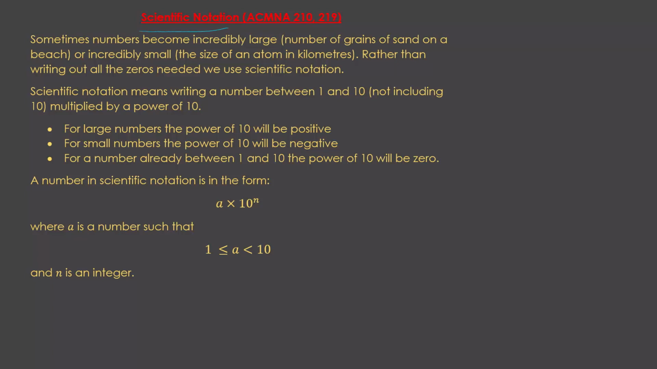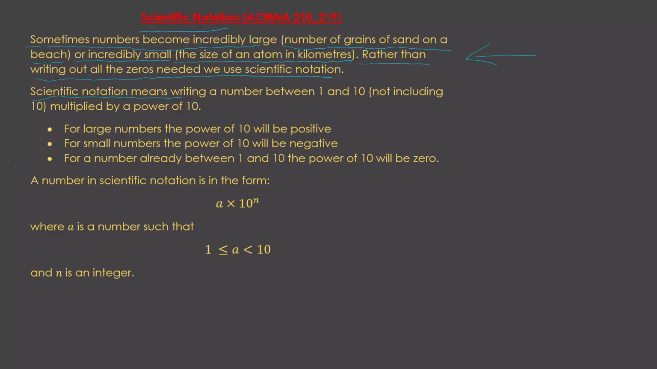Scientific notation. Sometimes numbers become incredibly large, like the number of grains of sand on a beach, or incredibly small, like the size of an atom in kilometers. Rather than writing out all the zeros needed, we use scientific notation. Many of these very large or very small numbers occur in a scientific context, and that's why it's called scientific notation. We'll talk more about this later.